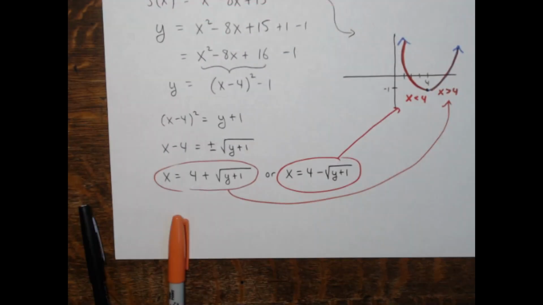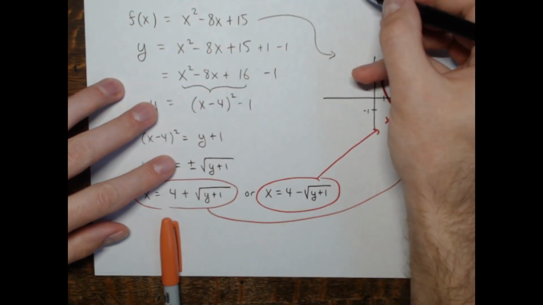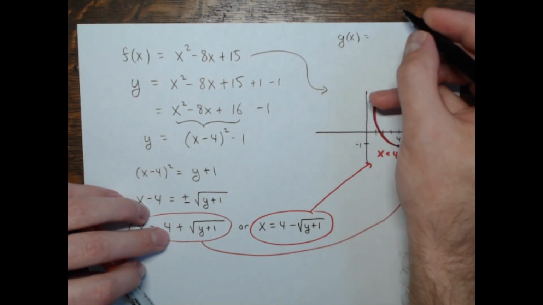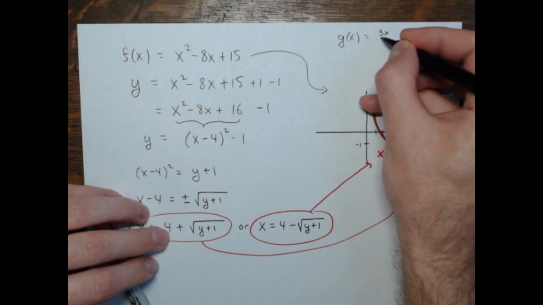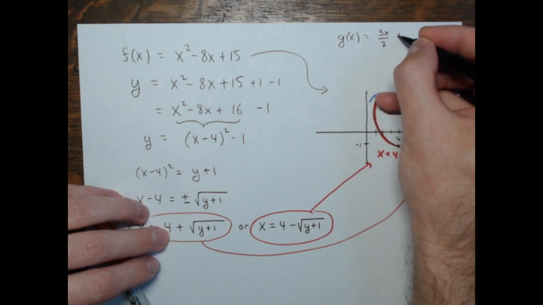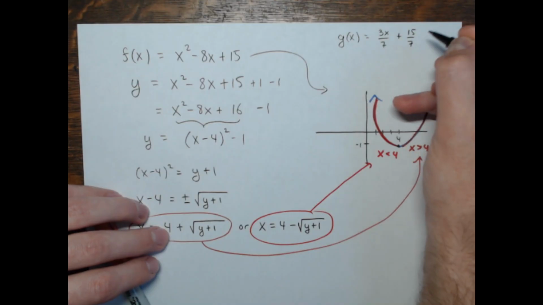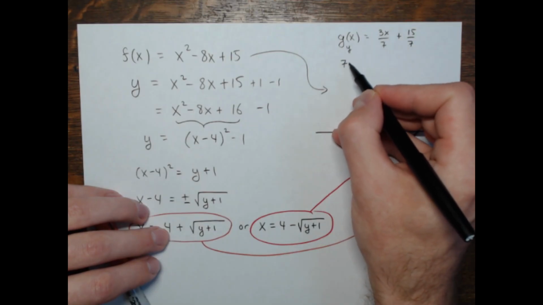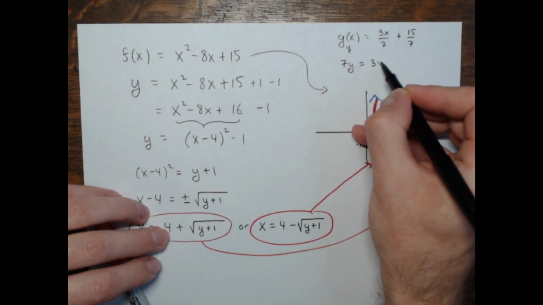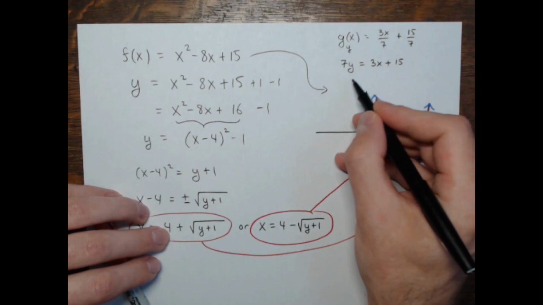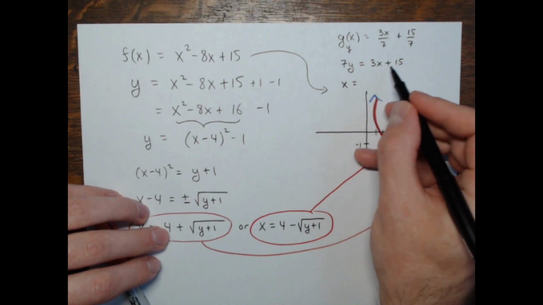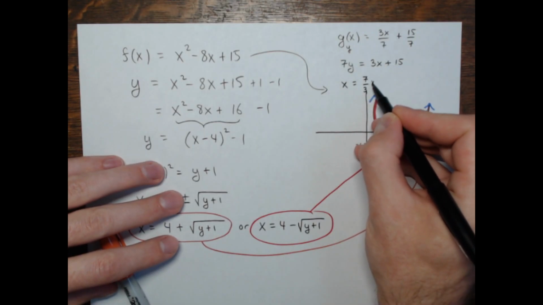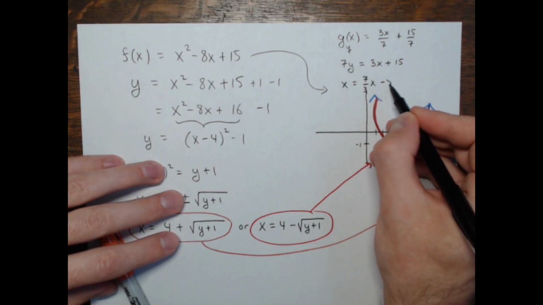Solving for x on that should be a little easier. All right, the other curve was g of x equals 3x over 7 plus 15 over 7. So again, call this y and solve for x. Multiply everything by 7, so you get 7y equals 3x plus 15. So then x would be 7y minus 15 divided by 3, 7/3 y minus 5.